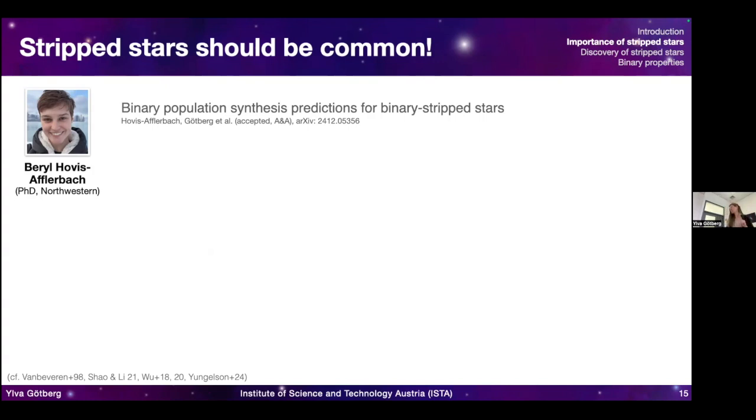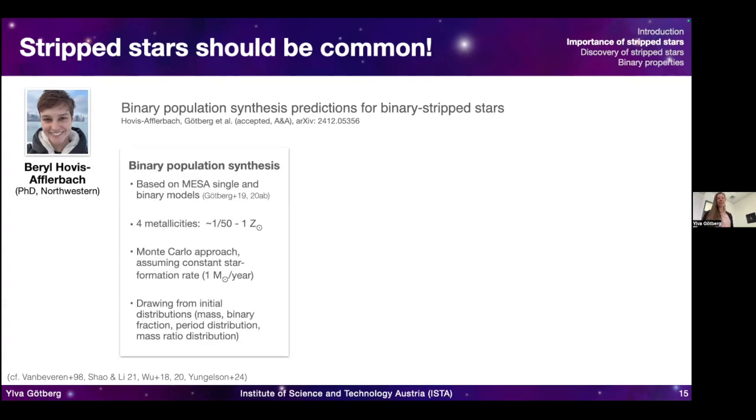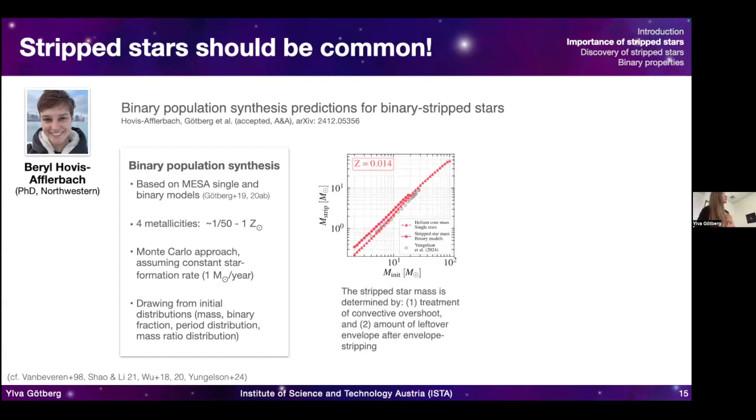Beryl did a population synthesis study where we predict the number of these stripped stars. And to do this, she used this population synthesis code that is based on single and binary stellar evolution tracks that I interpolate. They have different metallicities, and it's a Monte Carlo code, so you randomly draw from initial distributions of initial masses, binary orbital period, binary fraction, mass ratio. We found one of the main important things to look at is actually the translation between the initial mass and the stripped star mass. This determines quite clearly how massive the stripped star will be, and therefore also how many you will have of different mass ranges.